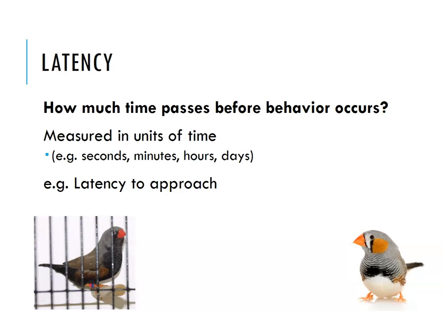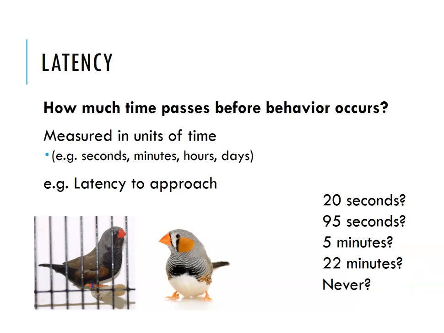So latency is a common way to measure behavior. And latency is really just how much time passes before a behavior occurs. This is measured in units of time. Does it take seconds, minutes, hours, days? Like latency to approach. How long did it take that bird, that zebra finch, to approach the other bird? Did it take 20 seconds? Did it take 95 seconds? Did it take 5 minutes? Did it take 22 minutes? Did it never happen? Obviously, this happened pretty quickly, in just a few seconds.